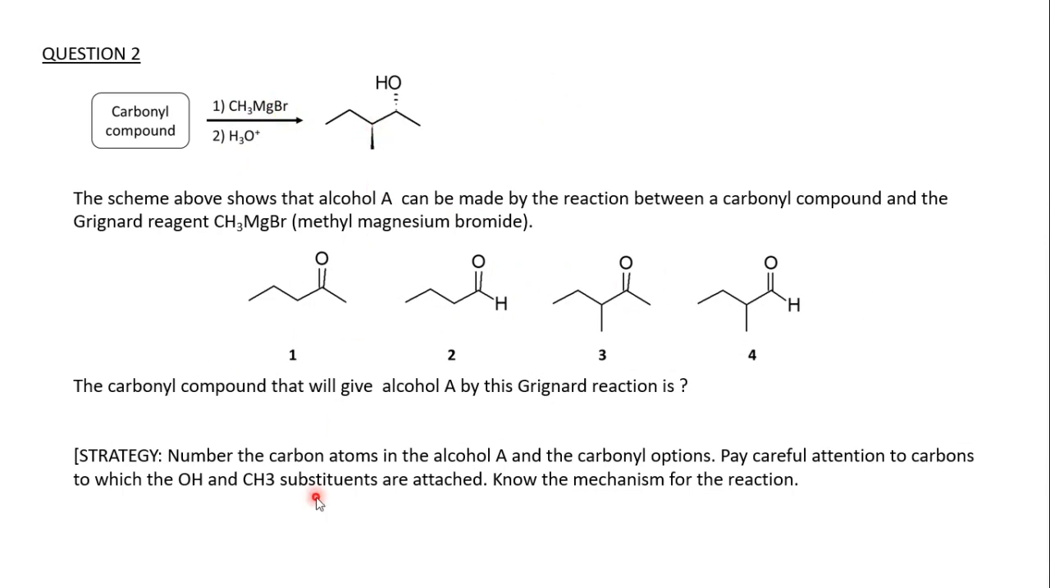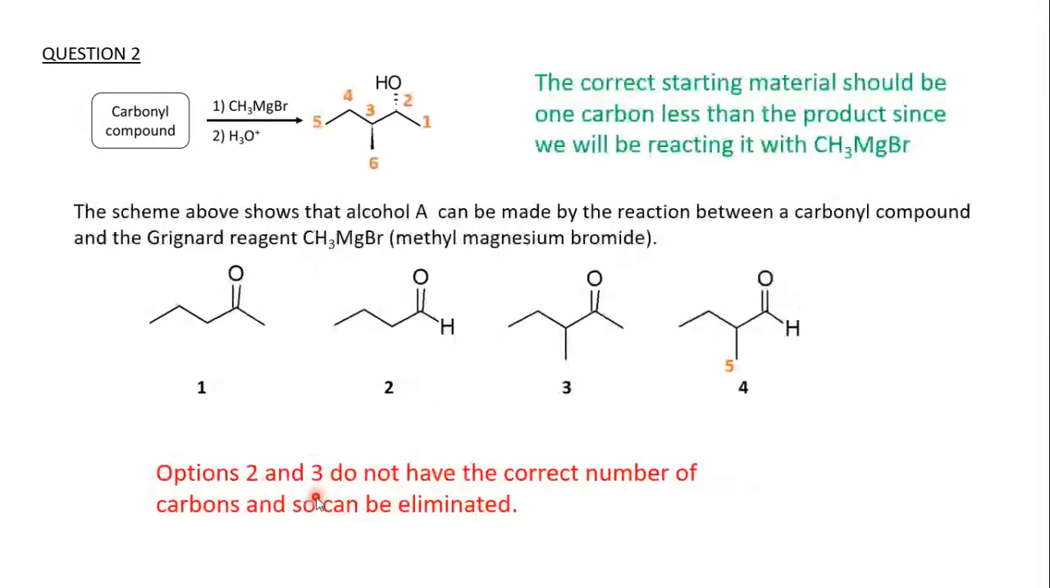Once again, our strategy, we're going to number up our carbons and work out which one is suitable. There is a thing that we should recognize, that the correct starting material should have 1 carbon less than the product. Because if we're reacting this carbonyl compound with 1 carbon to give us this product here, it means that the carbonyl compound should have had 1 less carbon. So that when we add it up, we get the 6 carbons in our reaction.